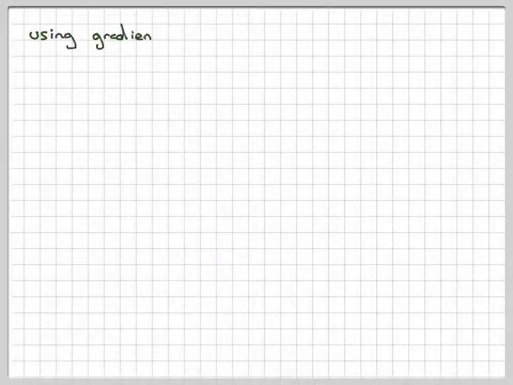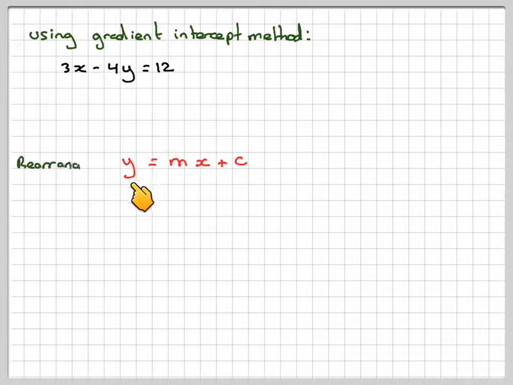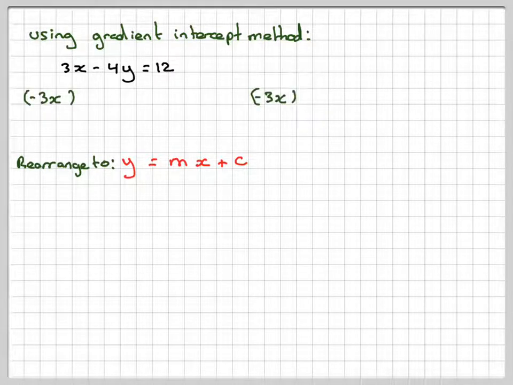Right, the other method is to use the gradient-intercept method. This requires you to rearrange the equation of the line. So we've got 3x minus 4y is equal to 12. In this method, we are trying to rearrange it to y is equal to mx plus c. So the first thing I'm going to do is take 3x from both sides. Again, I've got to be careful with this minus sign that I leave it in. So I've got minus 4y is equal to minus 3x plus 12.